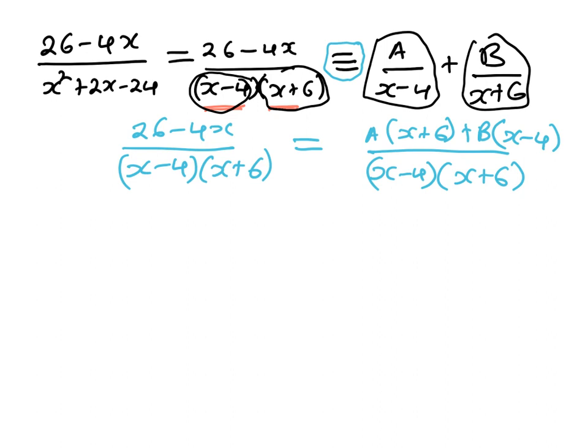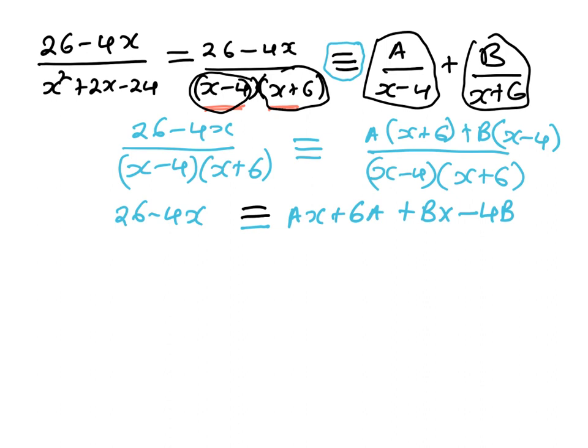So what do we get? The 26 minus 4x is equivalent to this. You know why? The denominators are the same, so we just equate the numerators. This is equal to ax plus 6a, I'm now expanding, plus bx minus 4b. Before we expand, we can find the values of A and B.